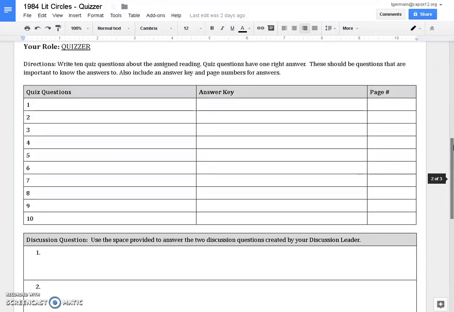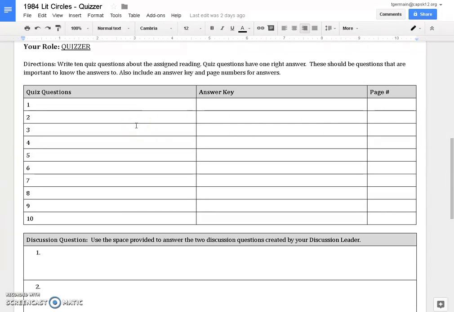If you are the quizzer for your group, your job is to write 10 quiz questions about Book 2. Quiz questions have 1 correct answer that can be found in the book. They should not be yes or no questions. They should not be true or false questions, but they should be basic comprehension level where anybody who read Book 2 should be able to answer them.